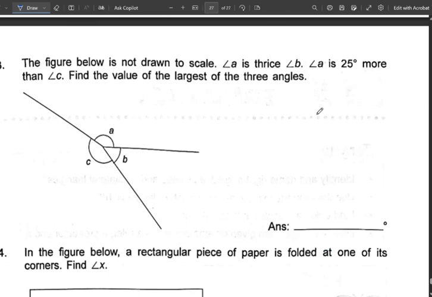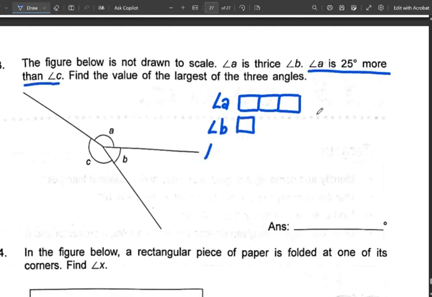Your diagram below is not drawn to scale. Okay? It's not drawn to scale. What happens? A is what of B? Very good. So angle A is treble of B. So we're going to draw 3 units for angle A. Am I making sense? Angle B is how many units? 1 unit. Very good.